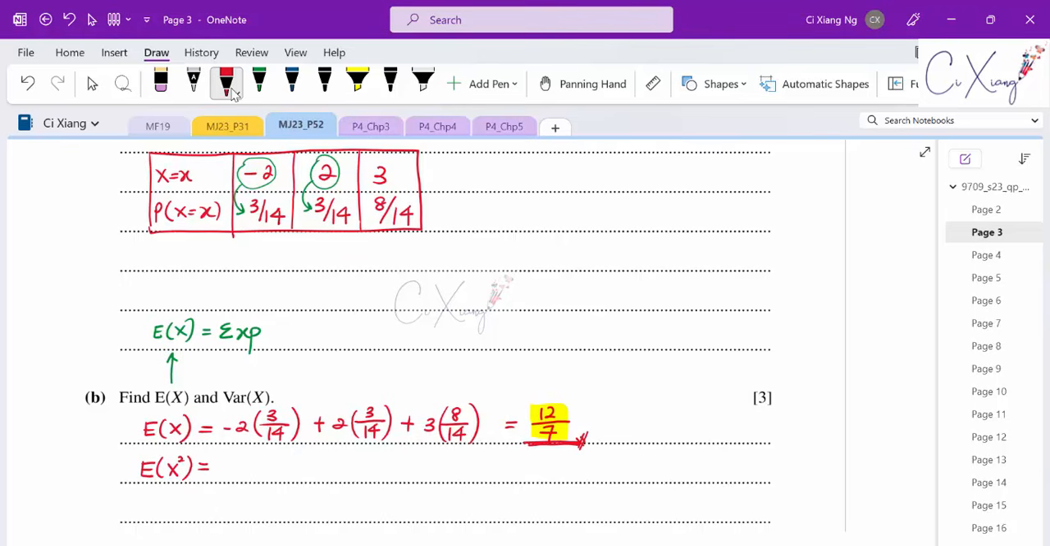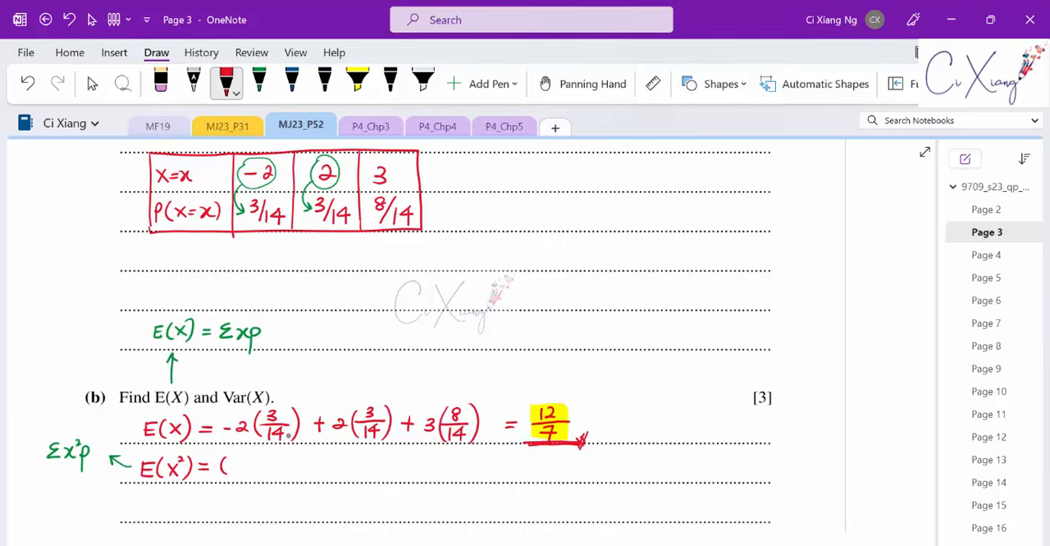So for the expected value of x squared, the general formula is you want to take the summation of x squared multiplied with the p. So you take x squared multiplied with p first, and then you add them together. This is our expected value for x squared, and we need to use this later to get the value for variance x. For the value for x squared, that means you need to square the x, then only you multiply it with the p.